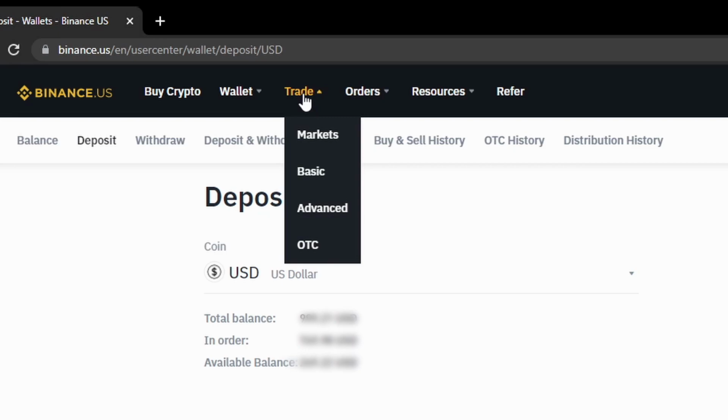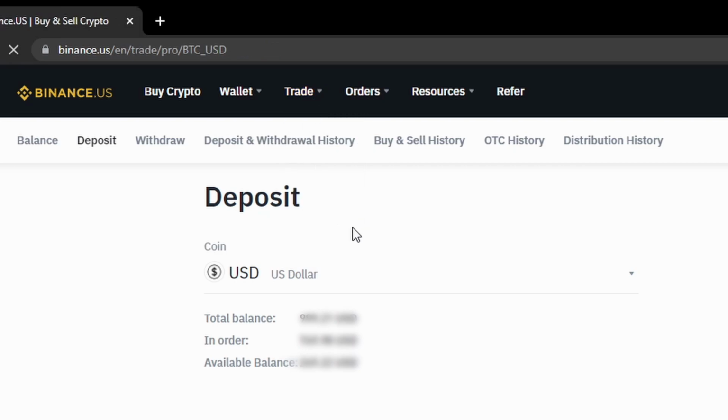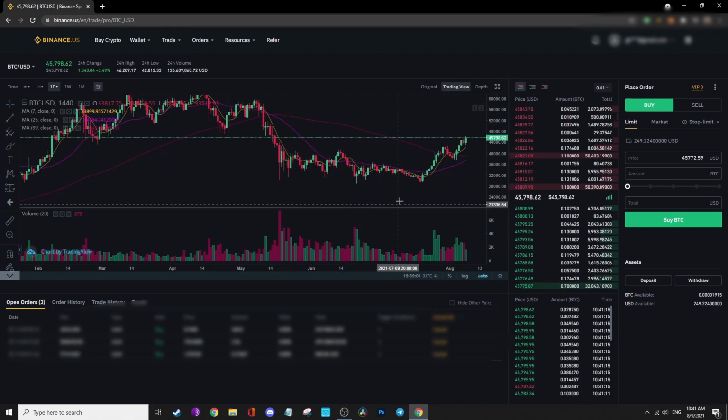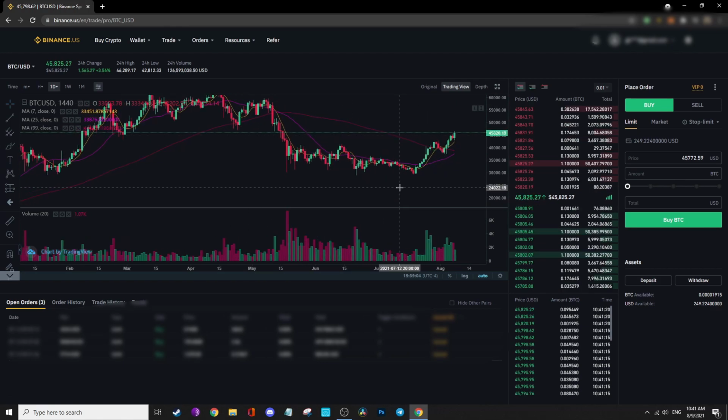So I like to go up here to trade and click on advanced. Now, it's really not that complicated. It's not as advanced as it looks, and we're going to break it down so that you'll fully understand what's going on here. So ignore the chart for now, ignore everything over here. Let's take a look at how to actually buy some crypto.